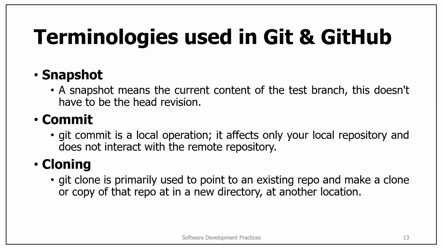That is called cloning. The operation of cloning is copying the global repository to your local machine. So these are the terminologies used in Git and GitHub. Snapshot is the current content present in that particular branch. Commit is a local operation, saving the file to Git, and cloning means copying an existing repository to a new repository, or moving that repository to another location.